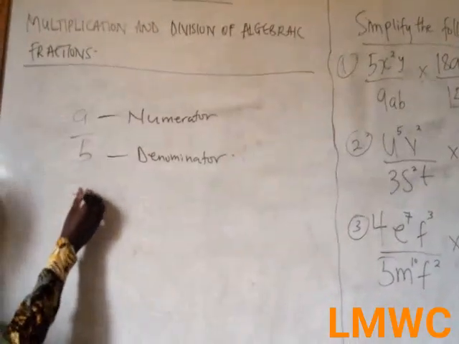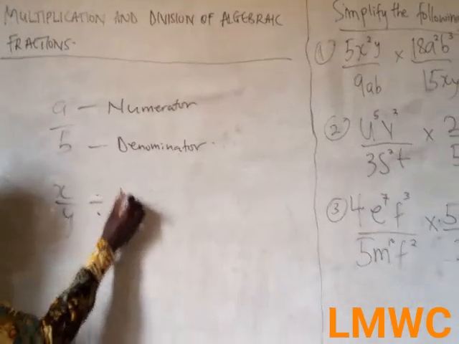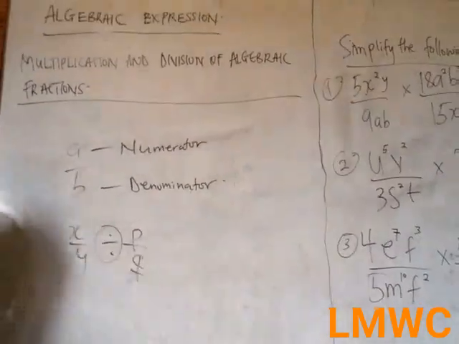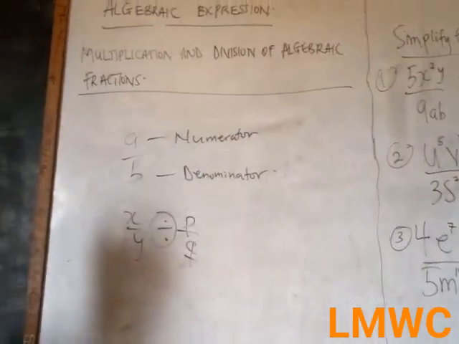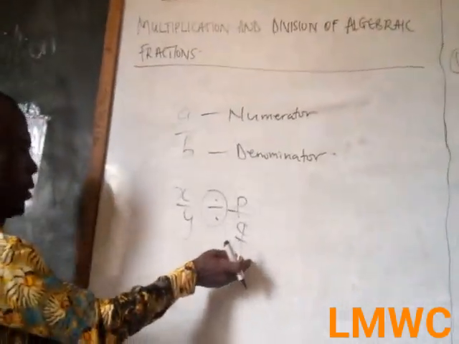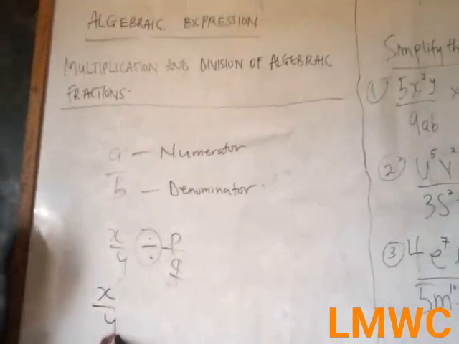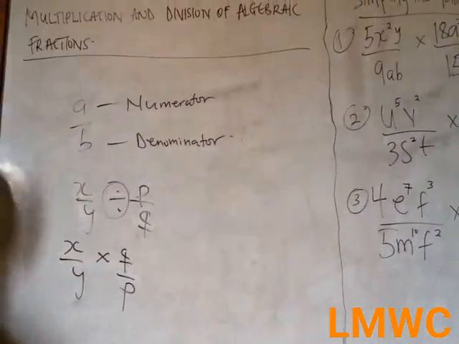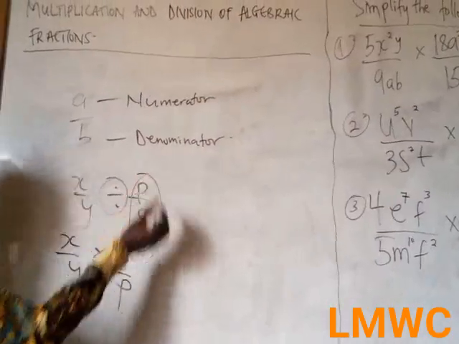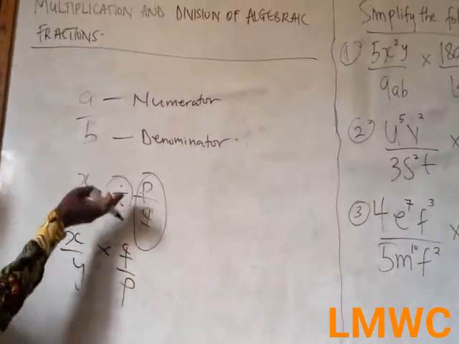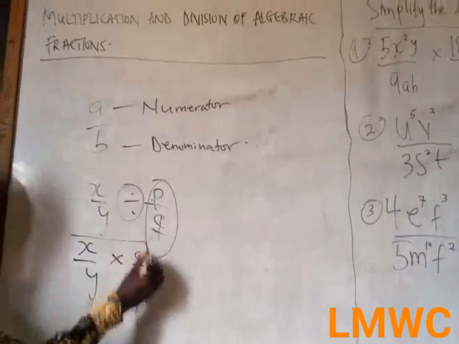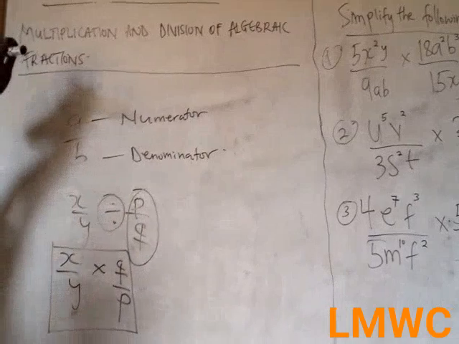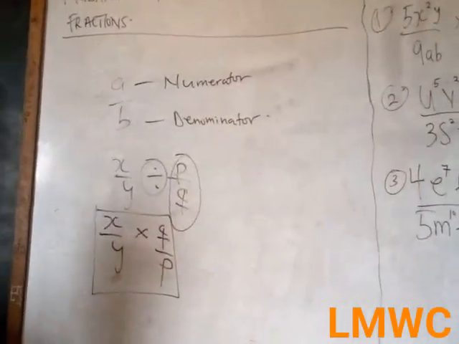If I give you x over y divided by p over q, for you to change this division to multiplication, you must find the reciprocal of the second fraction. So it becomes x over y times q over p. Reciprocal simply means you are turning it upside down, and that will change the division to multiplication. So understand this concept once I introduce multiplication and division of algebraic fractions.